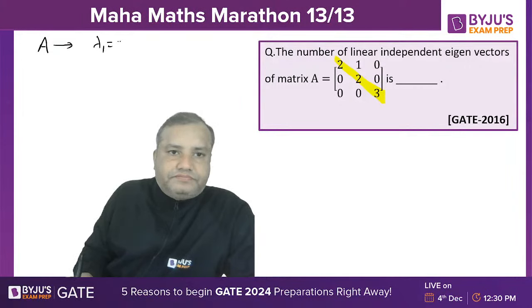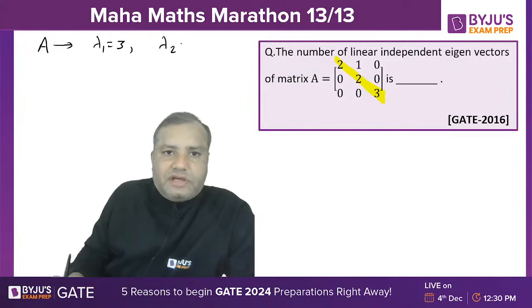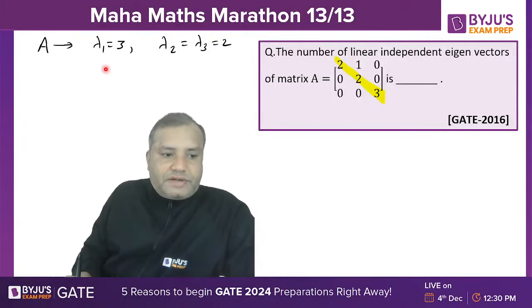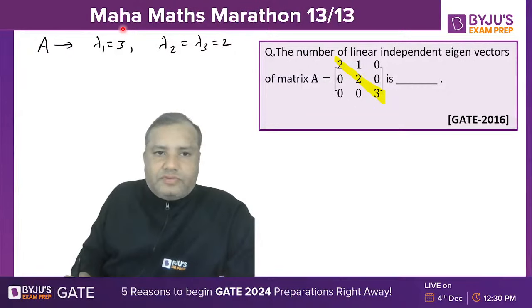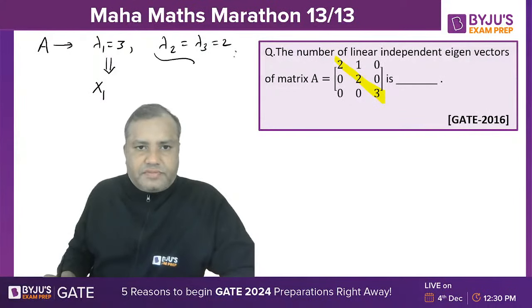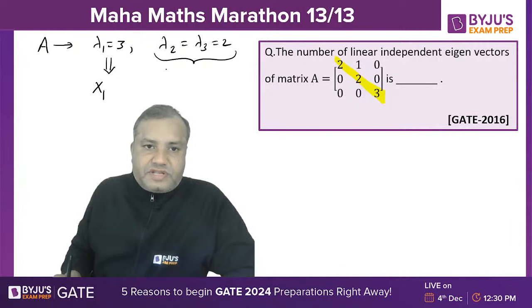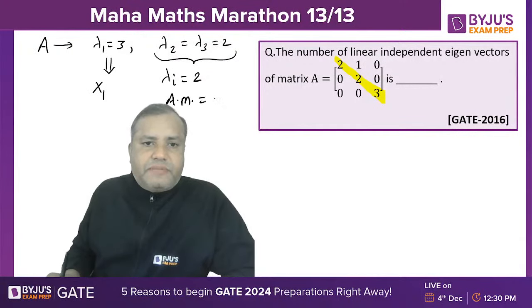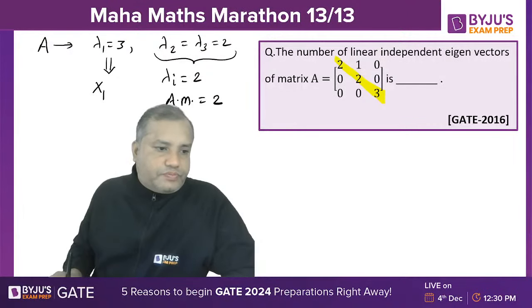Lambda 1. We'll write the distinct eigenvalue first. Then lambda 2 and lambda 3 are equal, which is 2. Students, for a distinct eigenvalue, there always exists an independent eigenvector. So one independent eigenvector is fixed for this distinct eigenvalue. What about this one? These are repeated eigenvalues, so we denote this repeated eigenvalue by lambda, which is 2. Now the question is, how many times is it repeated? It is repeated 2 times. So algebraic multiplicity is 2.